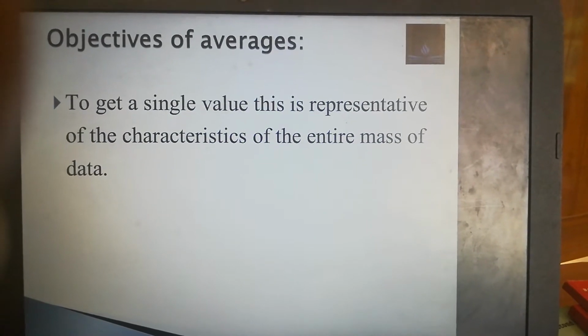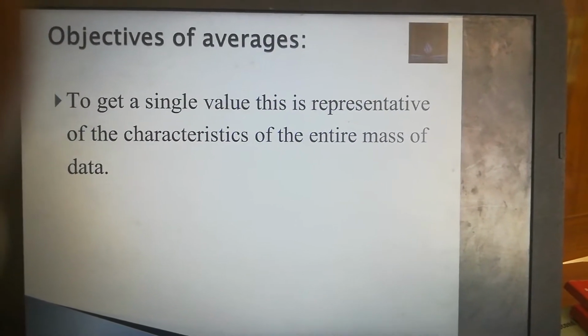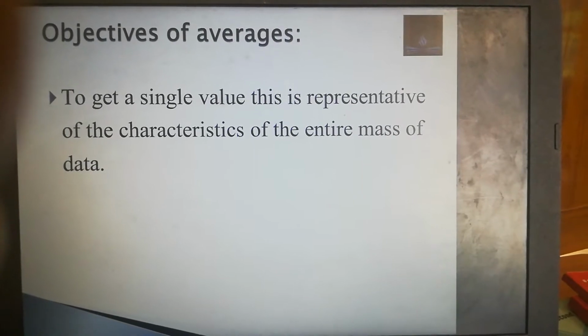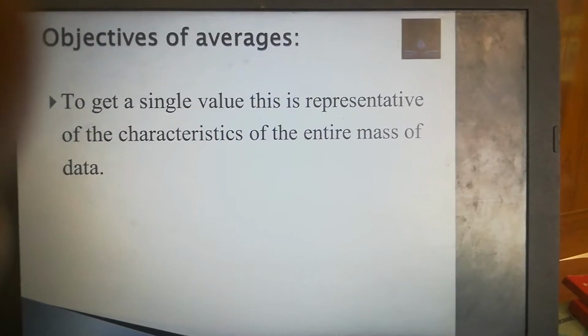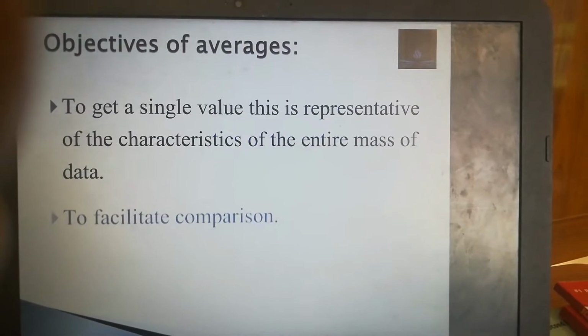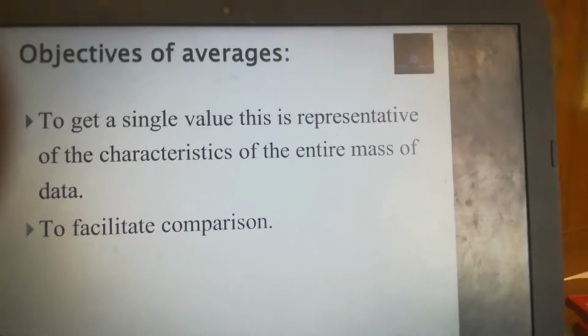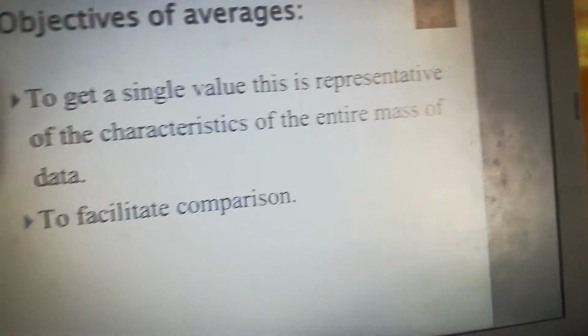Why we are using this average? We just want to use a single value which represents the characteristic of the collected data. And we can use this one to facilitate comparison.